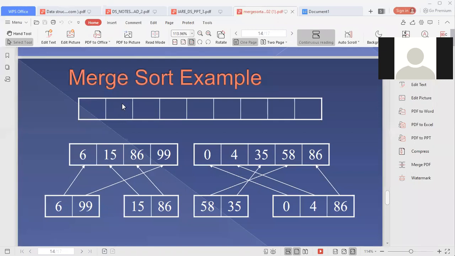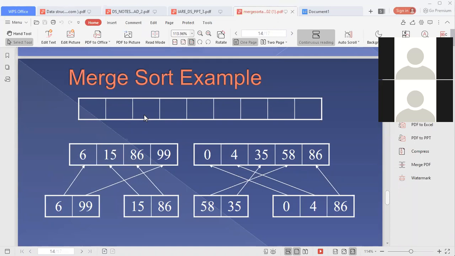Sir, which element is occupied here? J, sir, number 4. What is the value of J? 4, sir. Now do you understand? Yes, sir. Now J is incremented or not? Yes, sir, J increments to its new position, J plus 1. Now J is 35 and I is still at 6.